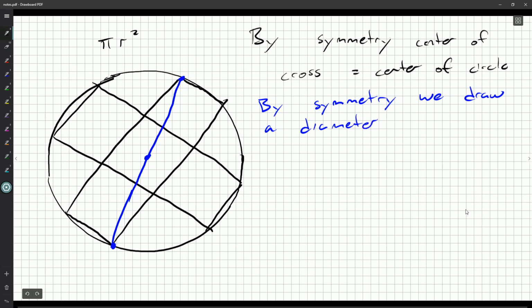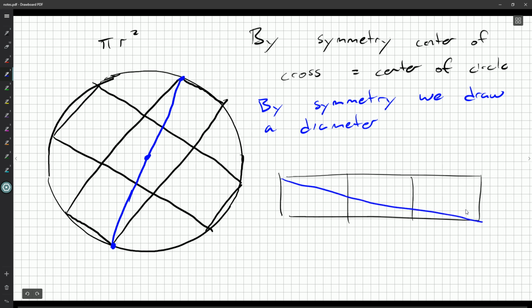But I can actually figure out this diameter's length and then divide by 2 and get the radius. Right? How are we going to do that? Well, they're unit squares, and squares have nice little right angles. So this blue line is the diagonal of a 1 by 3 rectangle. So by Pythagoras, the square of the diameter is going to be 3 squared plus 1 squared, which is 10. So the diameter is going to be root 10.